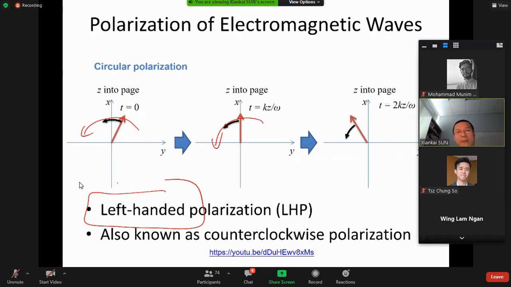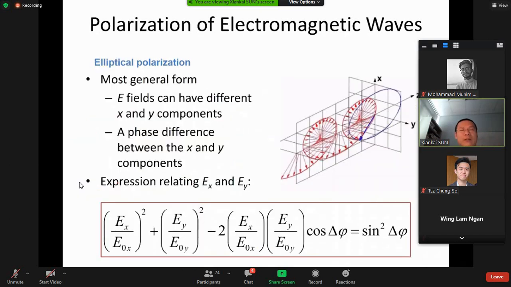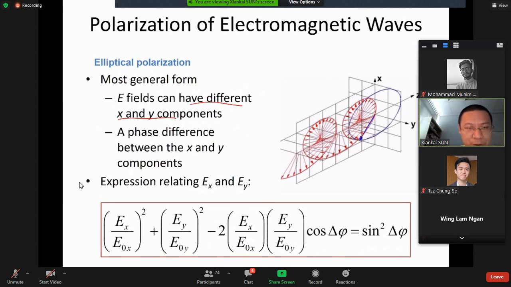Circularly polarized state. Well, if these conditions cannot be satisfied, then what is the general case? Either the E field has different x and y magnitudes, or you have a phase difference between the x and y components of any other value. You're going to have this general form that relates the Ex and Ey components. And this is called elliptic polarization.